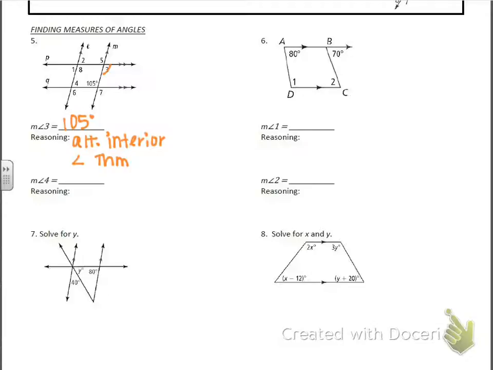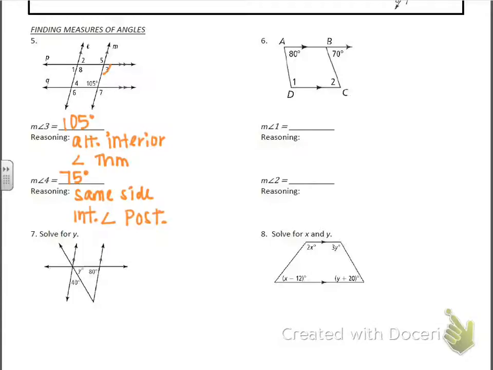Who got angle 4? Mackenzie. 75. And how did you get 75? Same side interior. Good. Same side interior. Isn't that a postulate? Yeah? Okay. Postulate. Okay. All right.